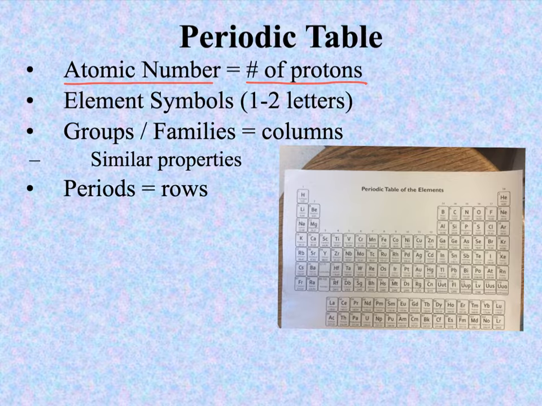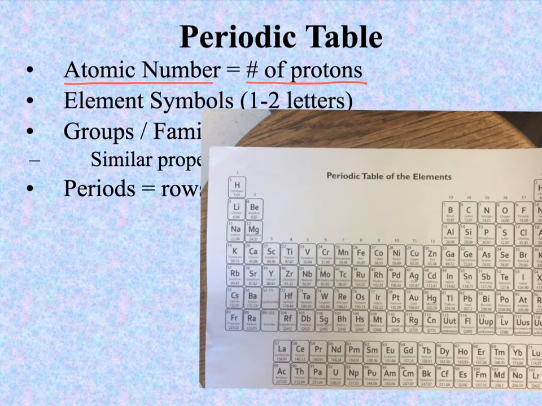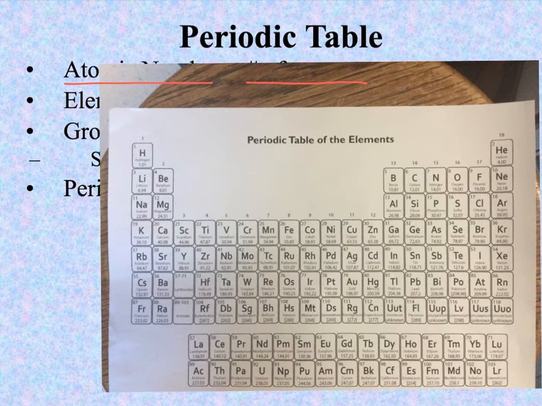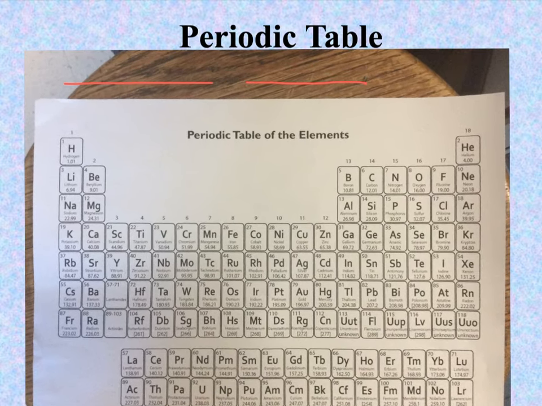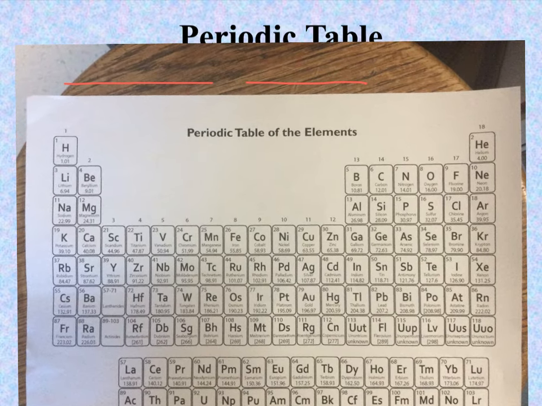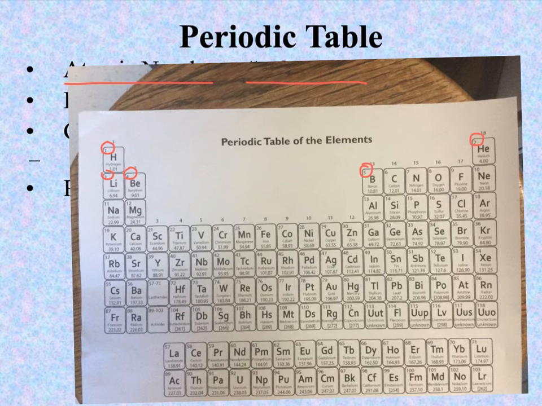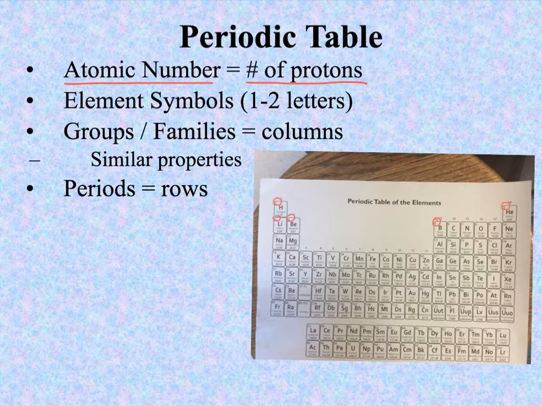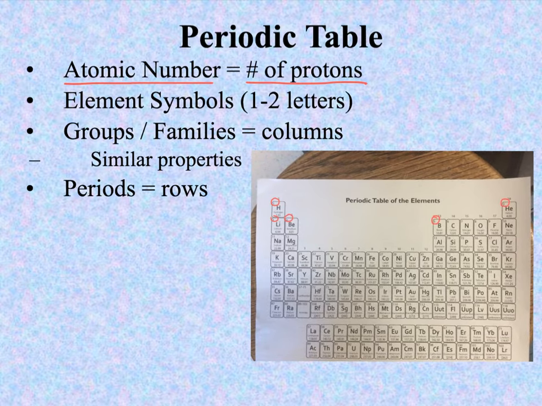Now let's take a look at the periodic table so you can see where that is located. All right, here's my periodic table. That is located here in the upper left-hand corner. That's the number here that goes in order: 1, 2, 3, 4, and I'll keep going, 5, and so on. That number tells us the number of protons, and that's how we identify what the element is.